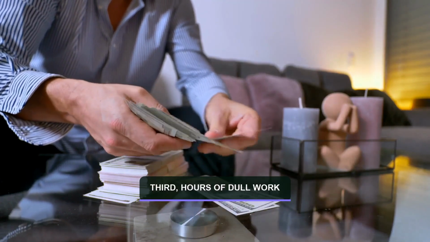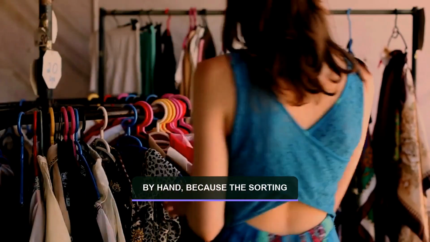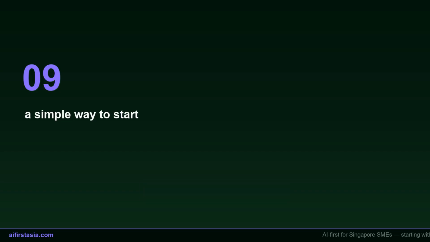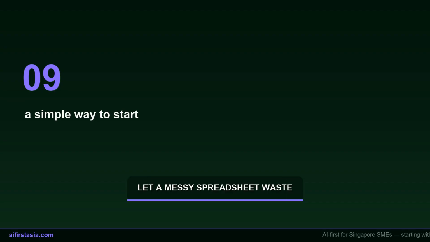Third, hours of dull work you never have to do by hand, because the sorting that would have cost you a weekend of squinting at cells is done in an afternoon of reviewing. You are not handing your customers to a robot. You are just refusing to let a messy spreadsheet waste your most valuable list while keeping every real decision yours. It's a simple way to start.